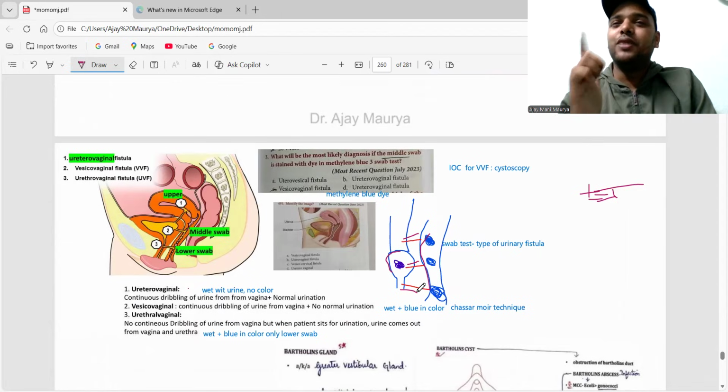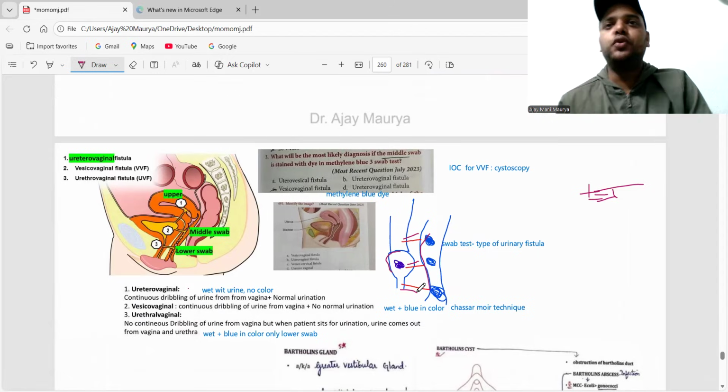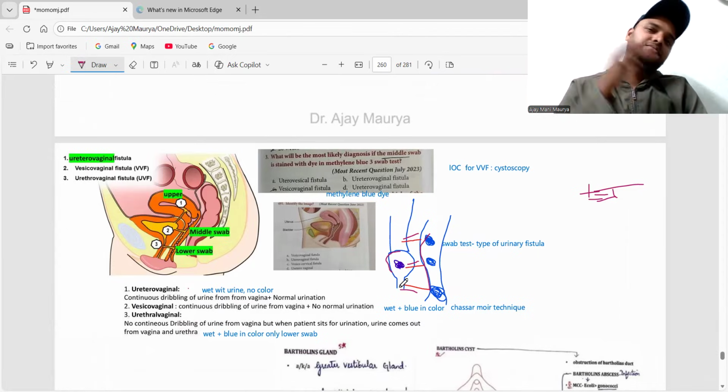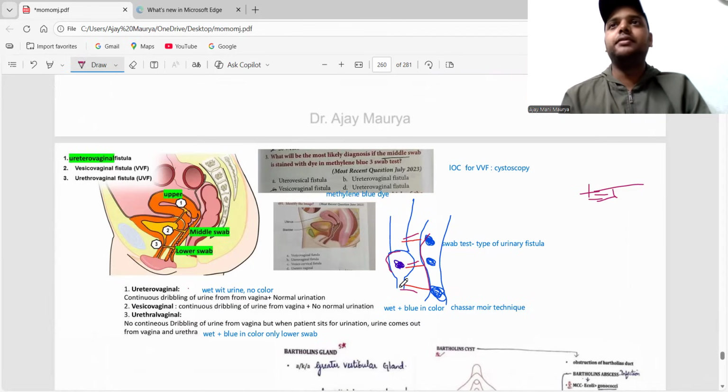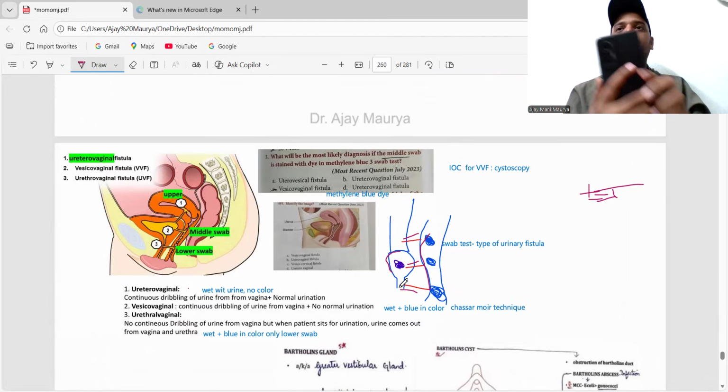Now remember, once again I'm telling you: a fistula between the ureter and the vagina is called ureterovaginal. A fistula between the bladder and the vagina is called vesicovaginal. A fistula between the urethra and the vagina is called urethrovaginal.